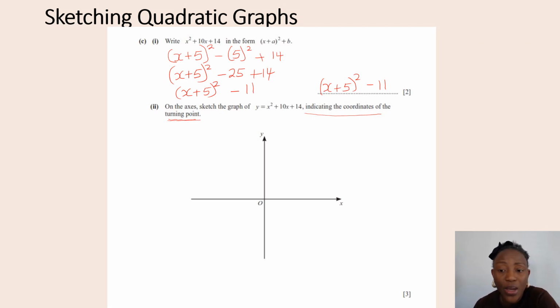Yes, what do I mean? You see, after completing the square, you'll notice there's a number beside the x. The negative of this is the x component of your turning point.